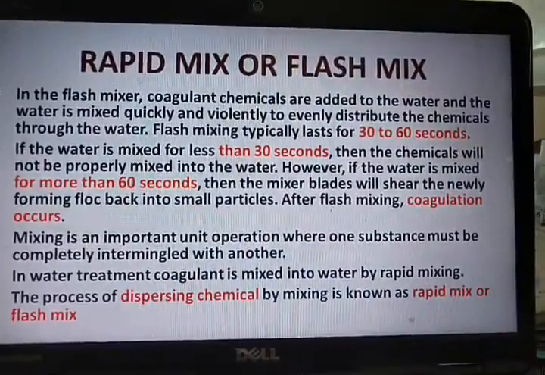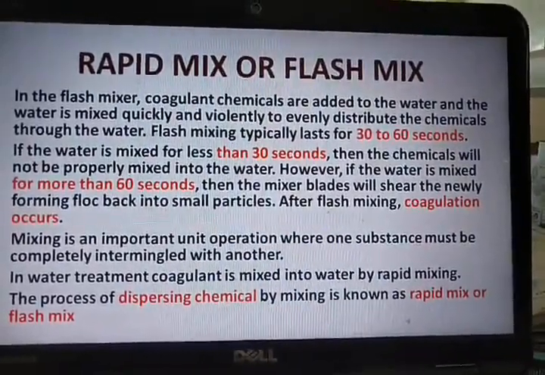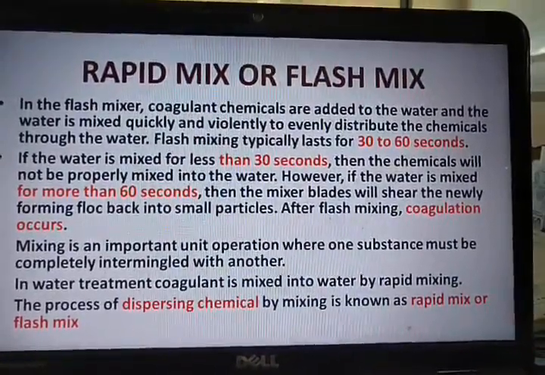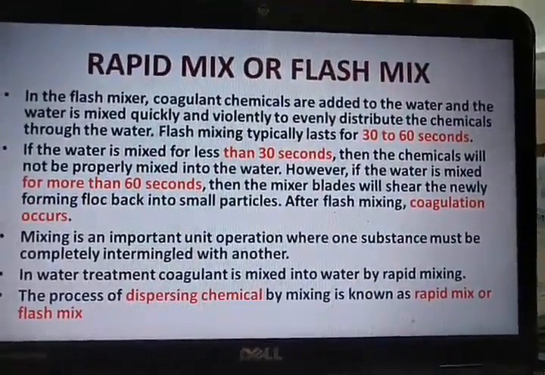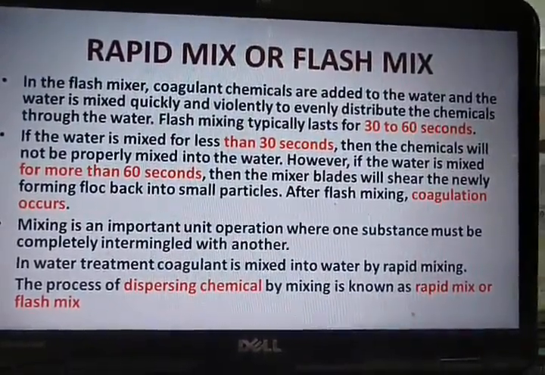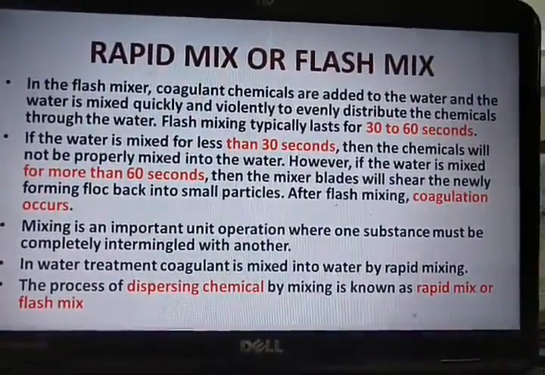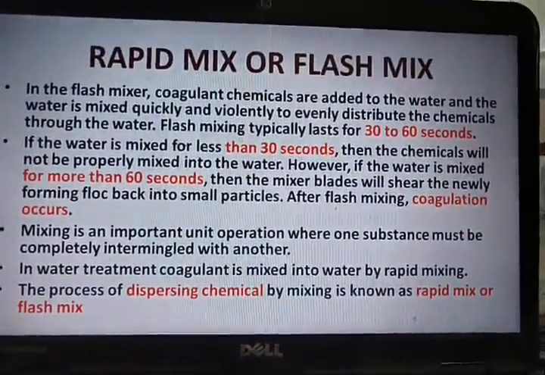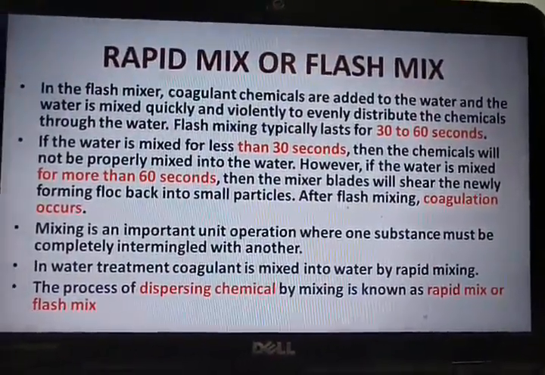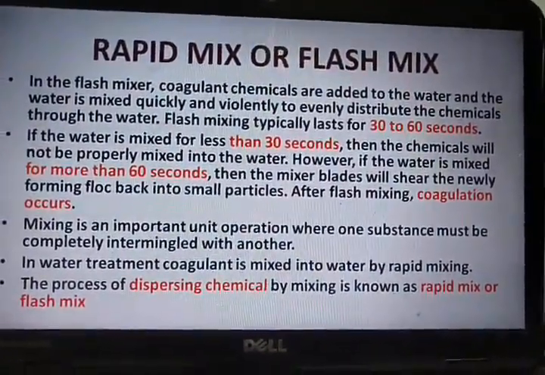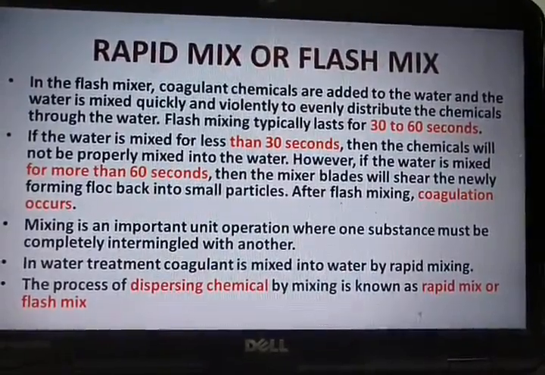That is, if the water is mixed for less than 30 seconds, then the chemical will not be properly mixed in the water. However, if it is mixed for more than 60 seconds, then the mixer blades will shear the newly formed floc back into the smaller particles. So that is the reason this detention time is kept in between 30 to 60 seconds. That is, it should not be more than 1 minute. That is the detention time of a flash mixer.